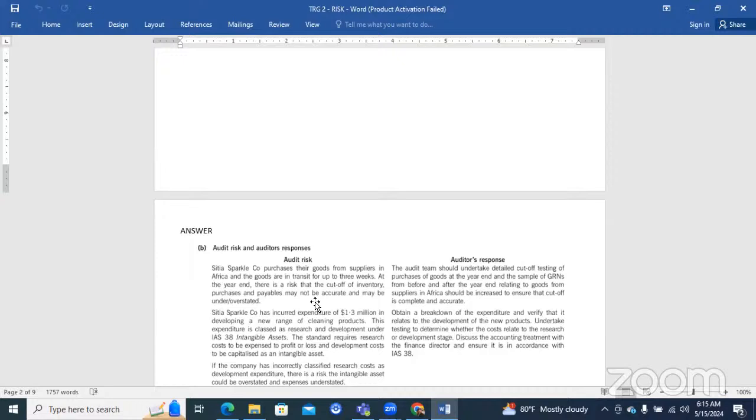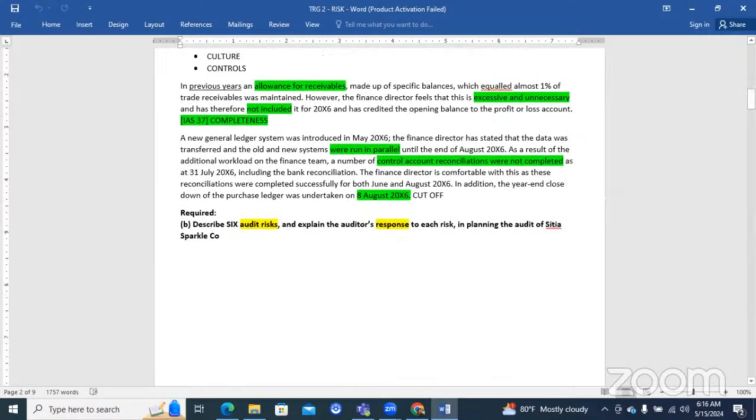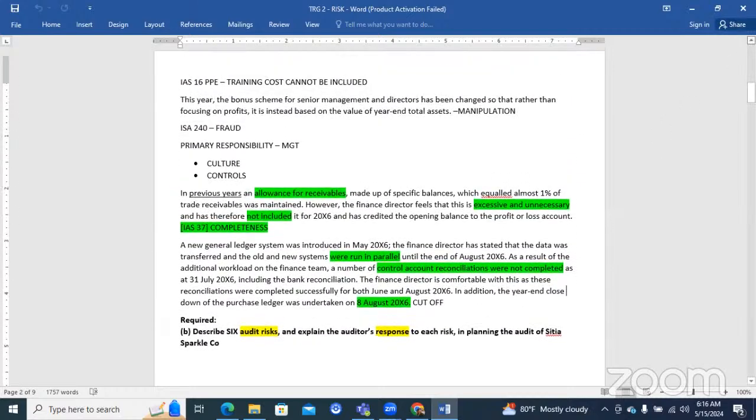Okay. That is what we call the response. So here it's a cutoff issue and the response is a cutoff test. That is the way of writing the answer. So this is an assertion related problem.